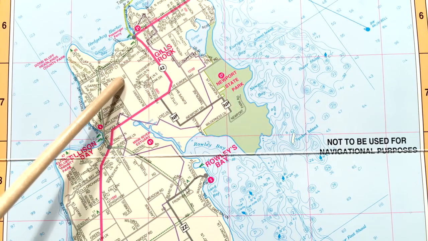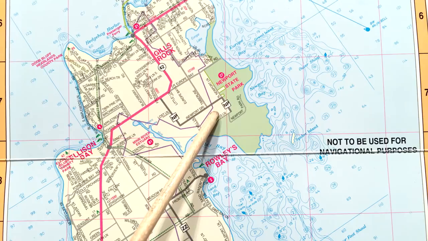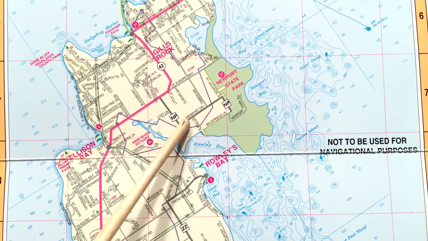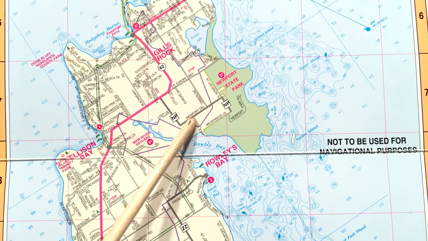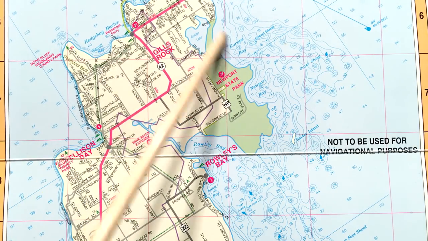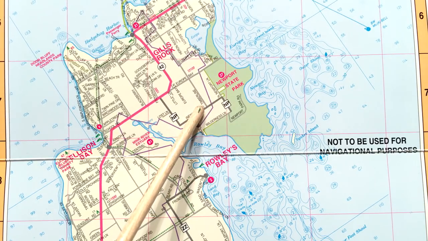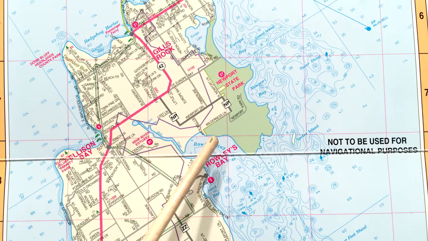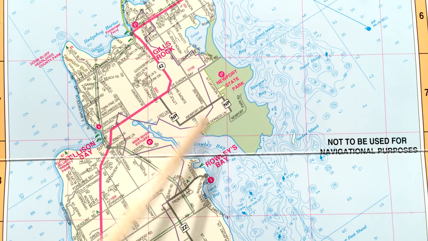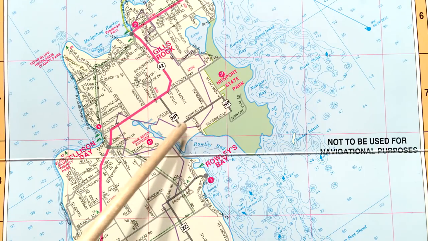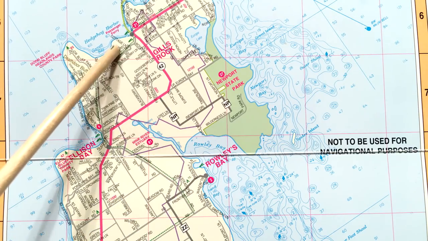Well, we're back down to Earth now. And we're looking at a map of one of my favorite places, the very tip of the Door County Peninsula in the state of Wisconsin. We spent a few days in this part of the country this summer, and I picked up this map when I was there.